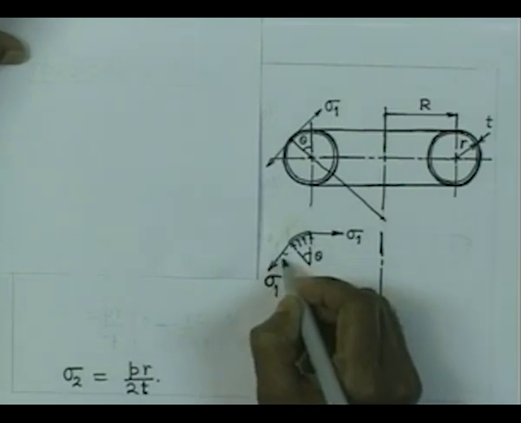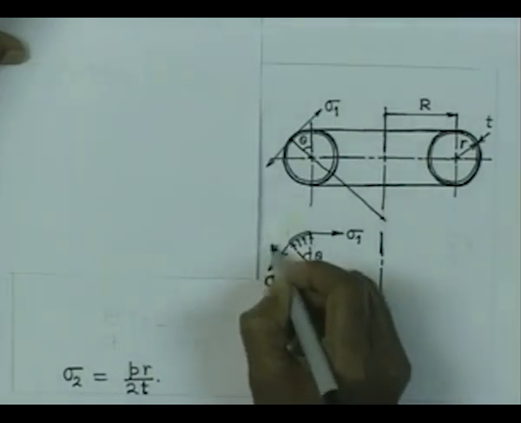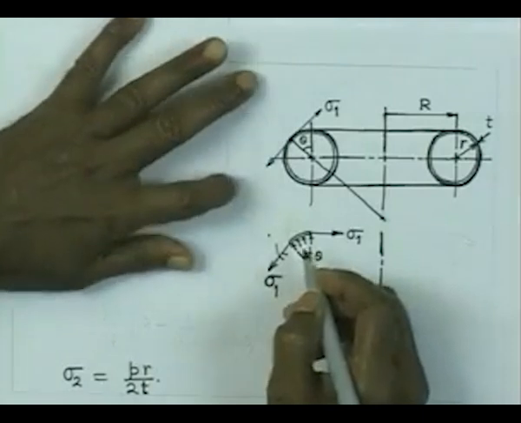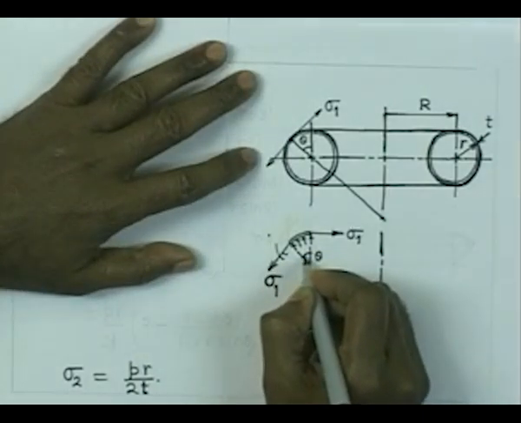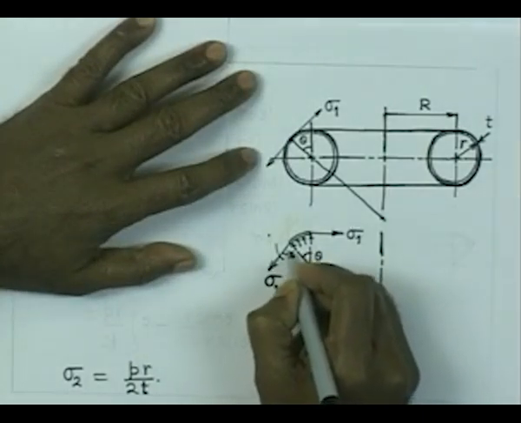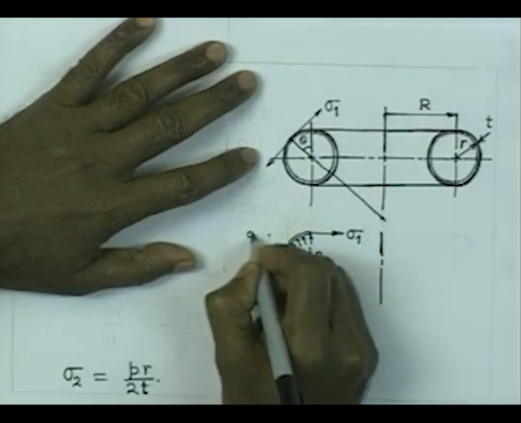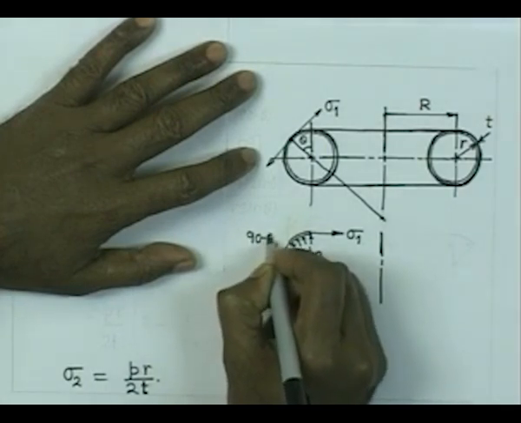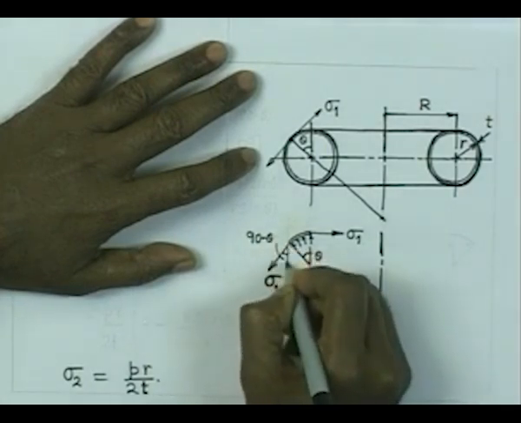So, this angle is also theta. I am sorry, that is 90 minus theta. If this is theta, this is theta, and therefore this is 90 minus theta. This angle with the vertical is 90 minus theta.